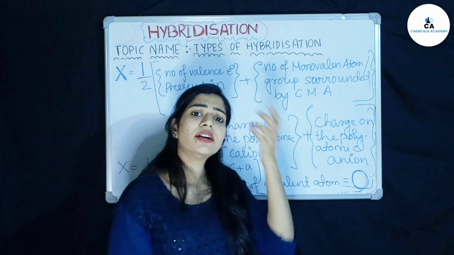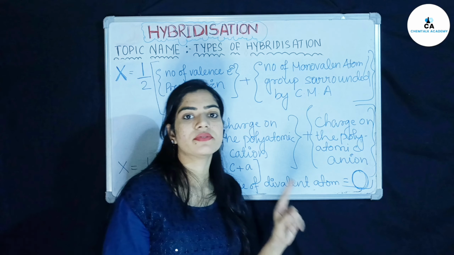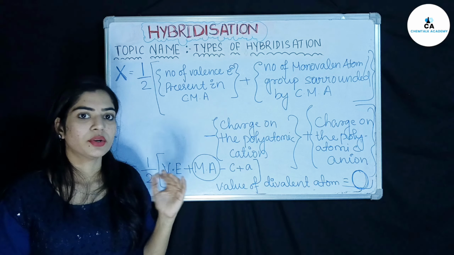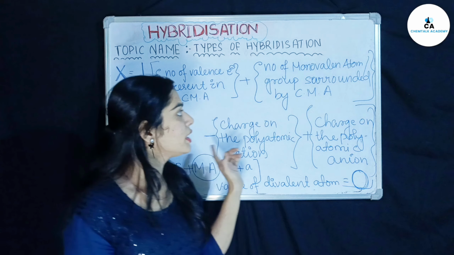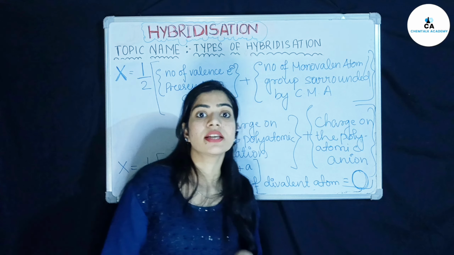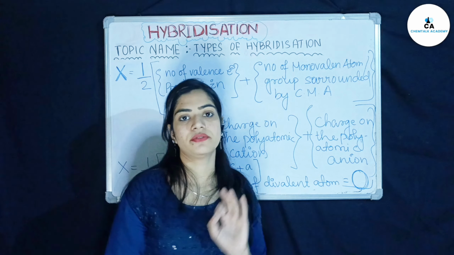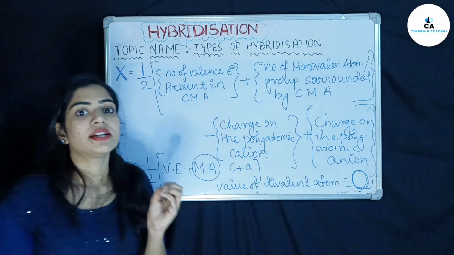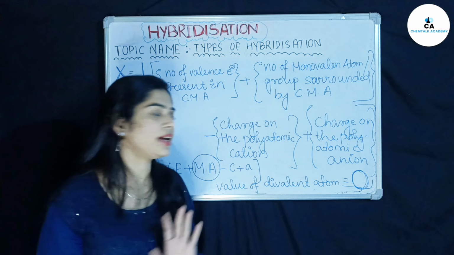Clear? Then third one is sp3 hybridization, where 1 s orbital intermixes with 3 p orbitals in order to get 4 sp3 hybrid orbitals. The percentage of s character is 25 and the percentage of p character will be 75. The structure is tetrahedral, bond angle 109 degree 28 minute.